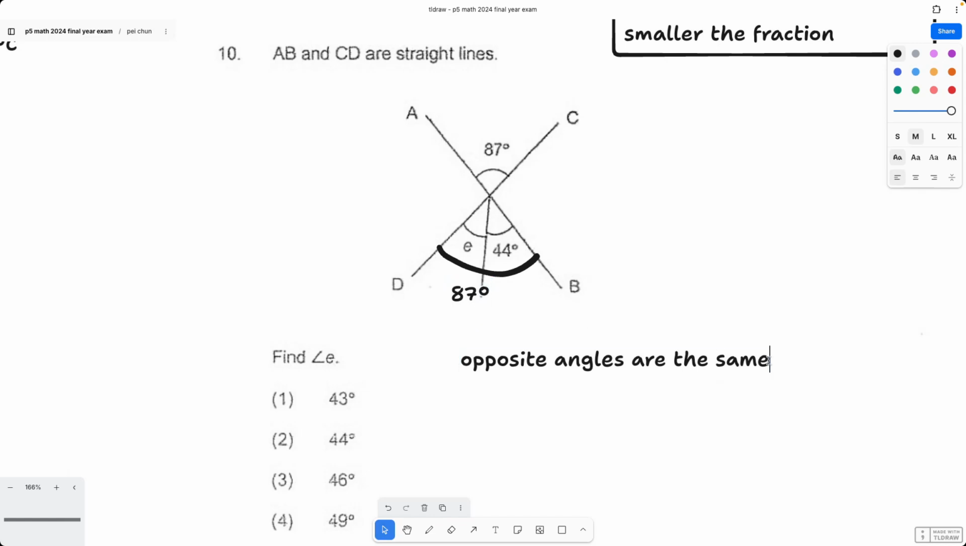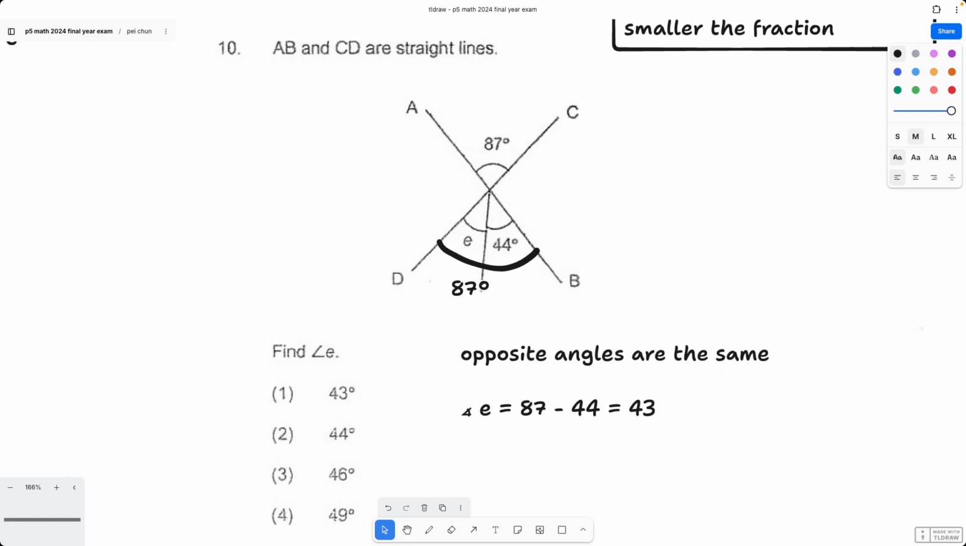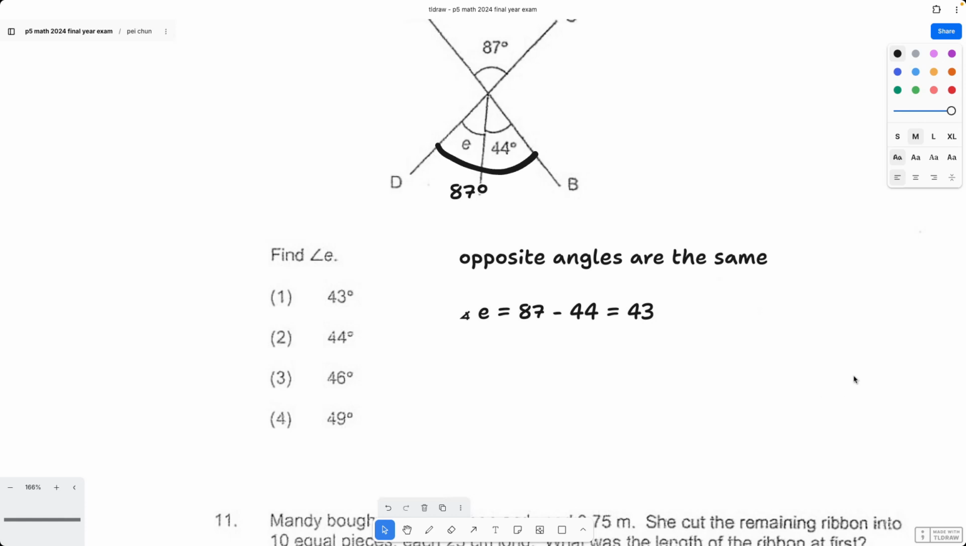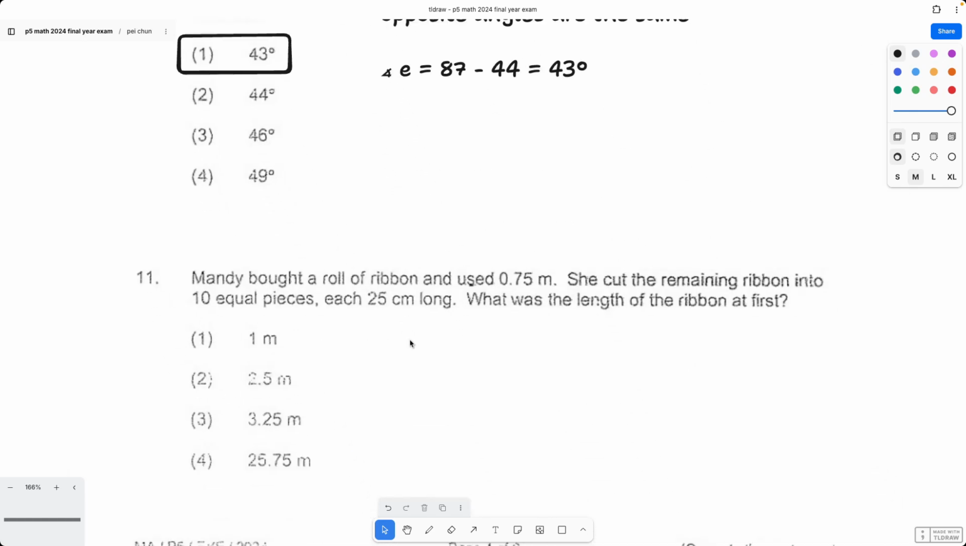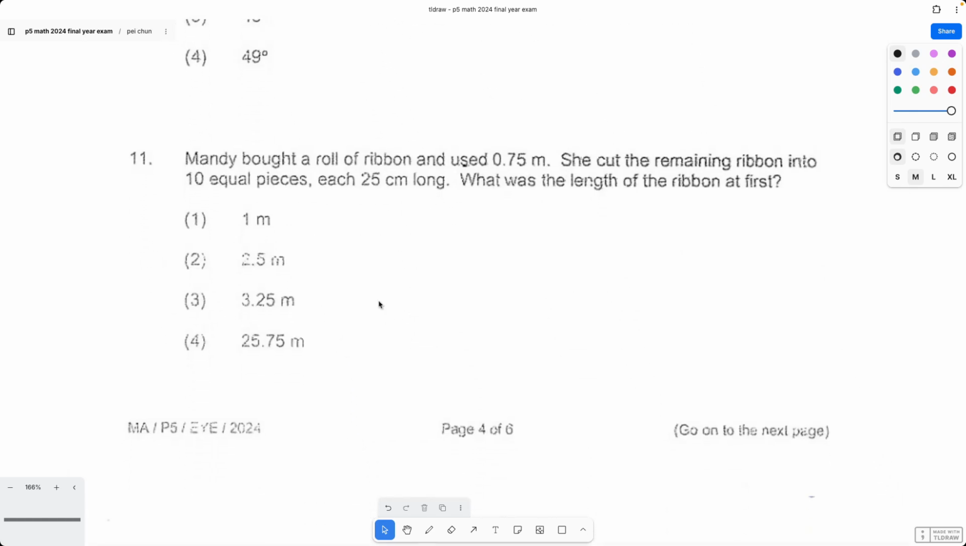So that means for angle E, right? Angle E is equal to 87 minus, not 97, 87 minus 44. This will give us 8 minus 4 is 4, 7 minus 4 is 3. So 43 degrees. Okay. So the answer to this will be option number 1, in this case over here. Right. So that's for question 10. Let's move on to question 11.